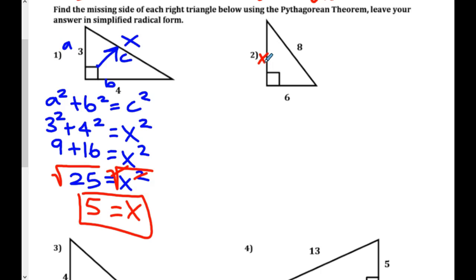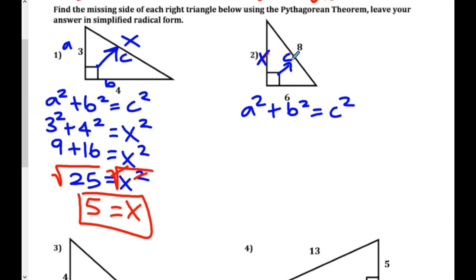So I'm going to set this up the exact same way. Now, I know you may have been taught if you're missing the leg, you use a different formula. But I like to be consistent and use the same formula. So let's do that. A squared plus b squared equals c squared. Remember, across from the 90 is your c. It has to be that number, okay? So here we go.